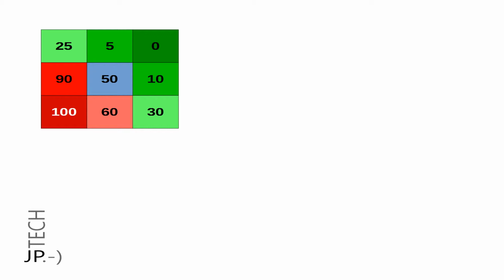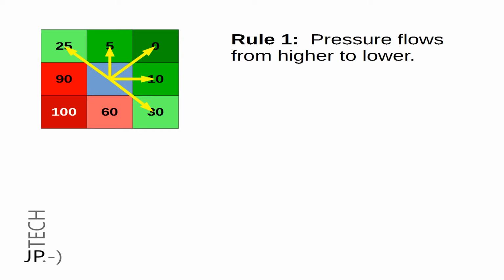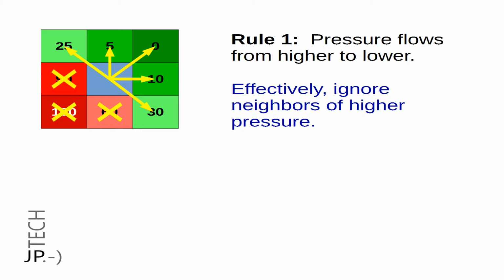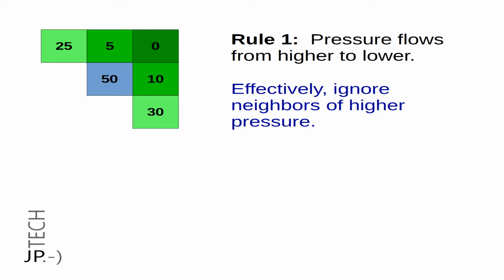As we look at how to calculate the new value for our cell, we can imagine that gas always flows from a higher pressure to a lower pressure. So that's rule number 1. Pressure flows from higher to lower. Effectively, this means we can ignore neighbors of higher pressure. We'll get back to them later.